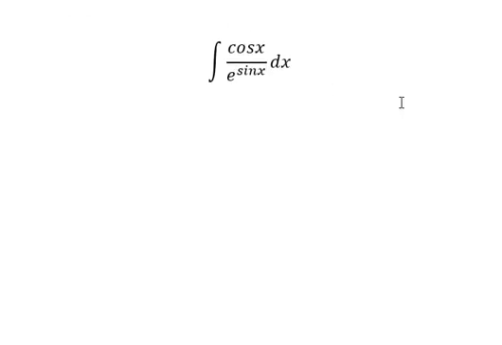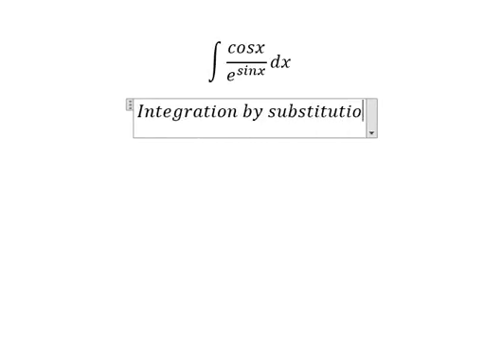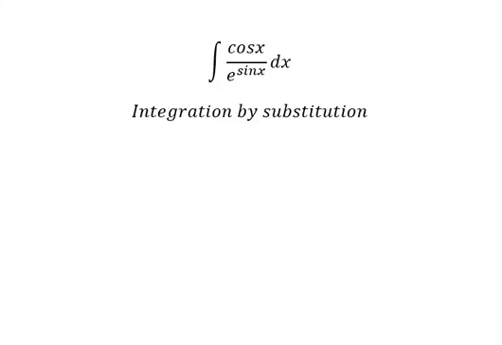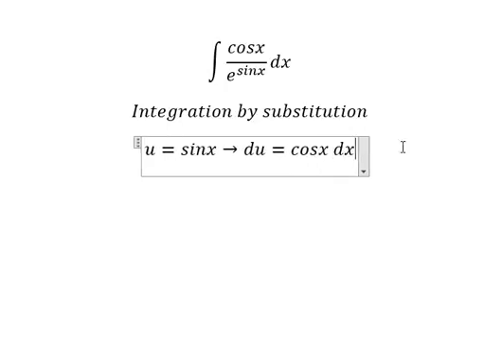Question number 2. We need to use integration by substitution. So I will put u equals sine x. Later, we first take the derivative of both sides, and we have du equals cosine x dx.